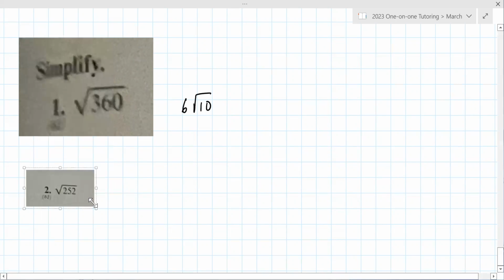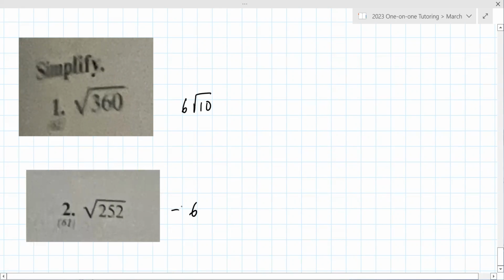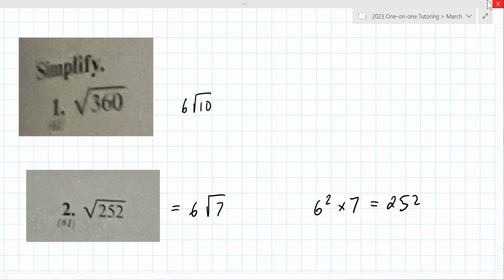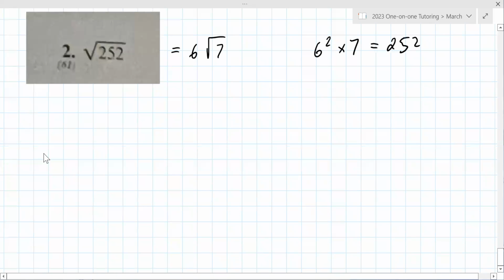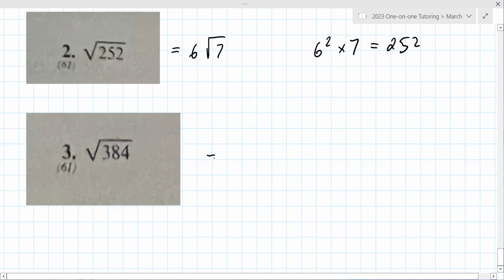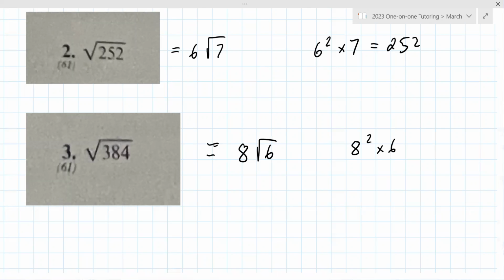So here's how you check them. If I square the first number and multiply it by 7, I should get 252. Now I have the advantage of a calculator, which I'm going to look at here. And that does work. So that is correct. But that's how you check them. If you can do it by hand, you can do it by hand. How about number 3? I got 8√6. So your check here is 8 squared times 6, 48 times 6. That looks probably correct.